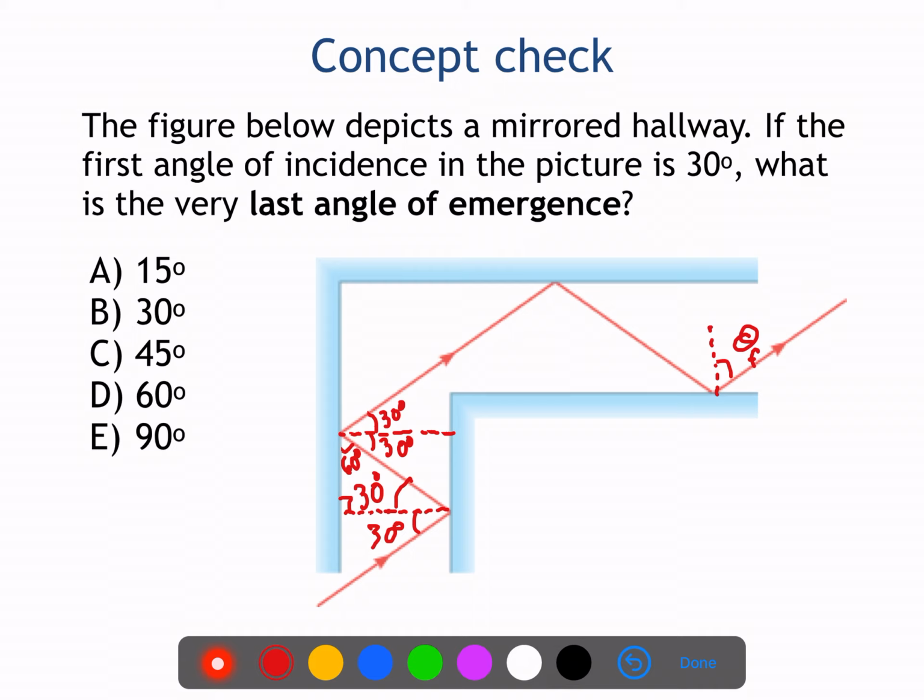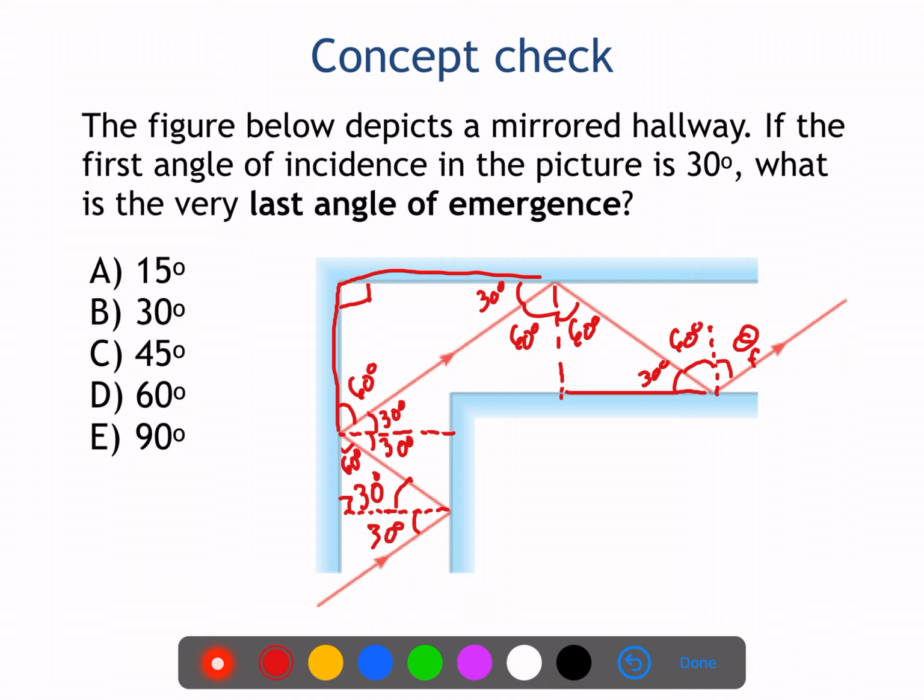By the law of reflection, this reflected angle has got to be 30. Okay, which means this angle here is 60. And this angle here is 30 then, because I have another right triangle here, which means that this is 60. By the law of reflection, this has to be 60. Okay, this one then is 30 degrees, which means that this is now 60 degrees.